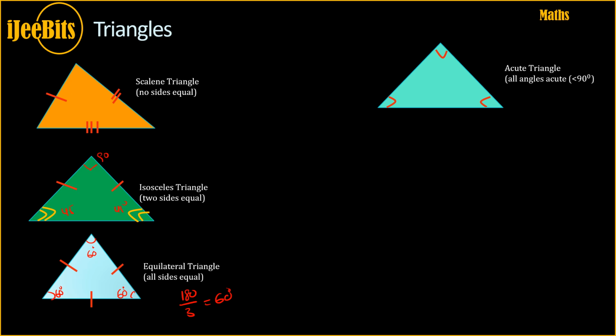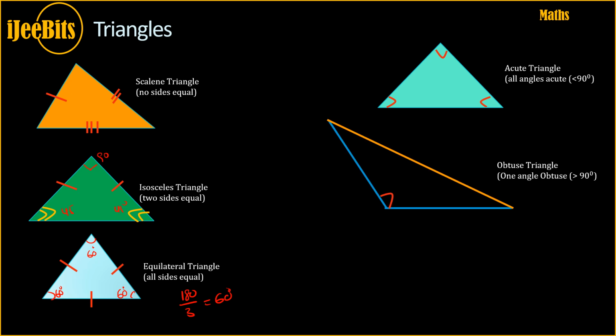All angles are acute in this triangle. When you see angles less than 90 degrees, this triangle is known as an acute triangle. All angles within this triangle are less than 90. That's also a property that we can remember.